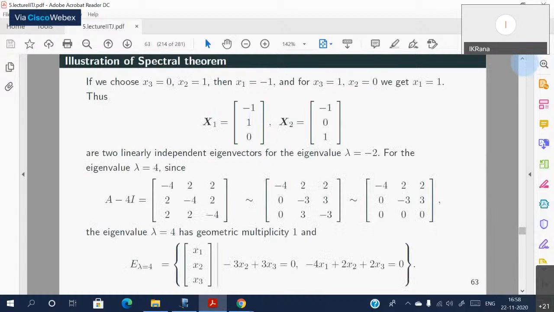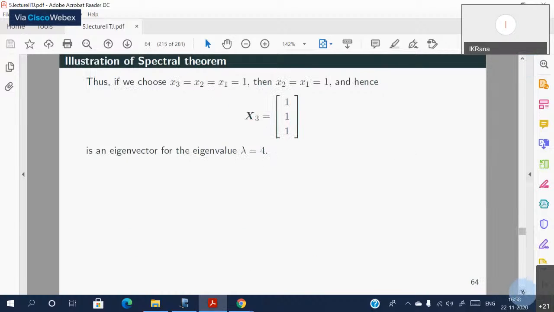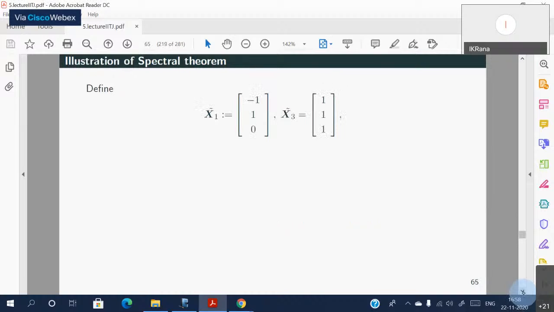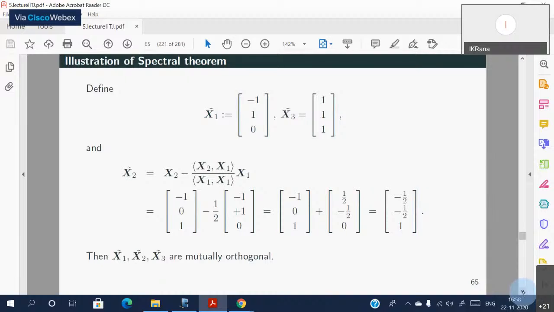So you got a basis which is linearly independent. You have to apply the Gram-Schmidt process to orthonormalize it, to make them perpendicular. That will give you a basis consisting of, so this is the Gram-Schmidt process applied, you'll get x1, x2, x3 tilde as mutually orthogonal.